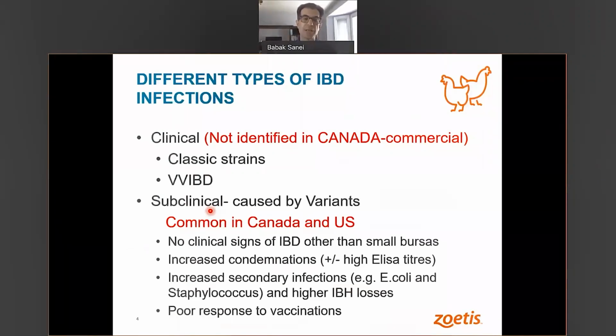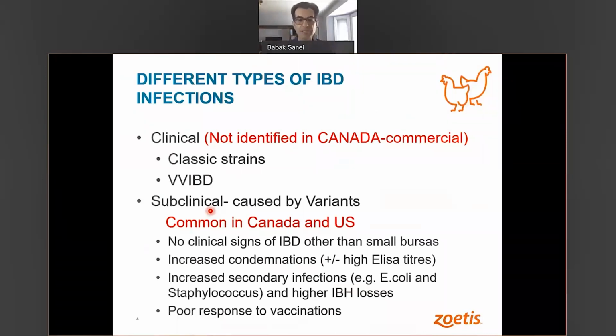You could see some increased condemnation, cellulitis more specifically, when you get the report back from your processing plant. You may have some E. coli problem, leg problem. Your IBH cases would cause more losses. And definitely because it's immunosuppressive, there would be a poor response to vaccinations. This becomes even more important in long-lived birds.